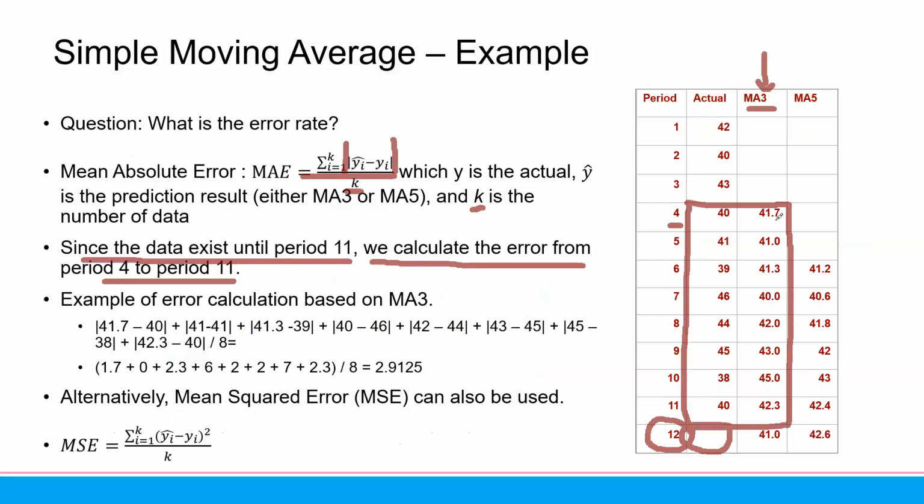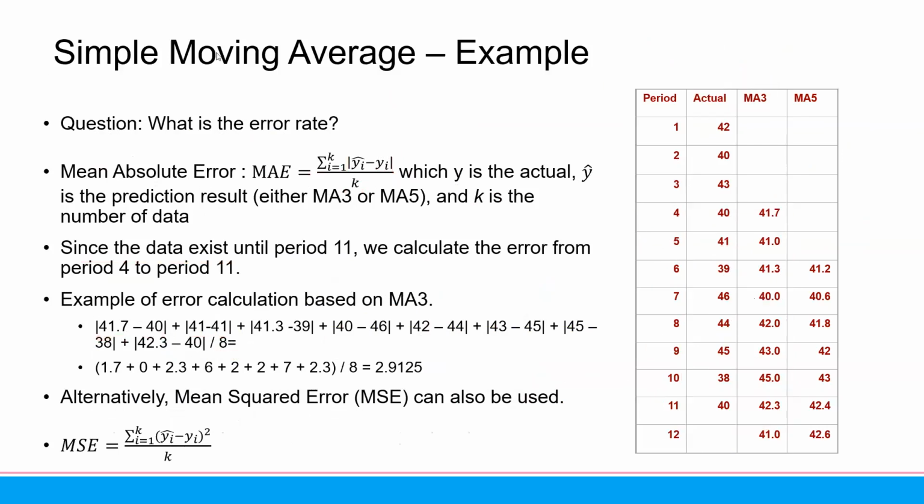It means we can do the subtraction between this value and this value: 41.7 minus 40, then 41 minus 41, 41 minus 39, 41.3 minus 39, 40 minus 46, and so on. And then we divide by the number of data that we have. So we have 8 data, then we divide it by 8.